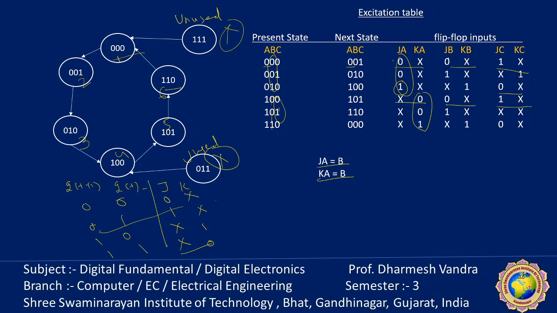Okay. JB is 0 1 x 0 1 x. So which follows C: 0 1, 0, don't care condition, again this 0, so this is also the same as C, and 1 here, so it is also the same as here. Remaining all are don't care condition. So we can say that JB is equal to C.